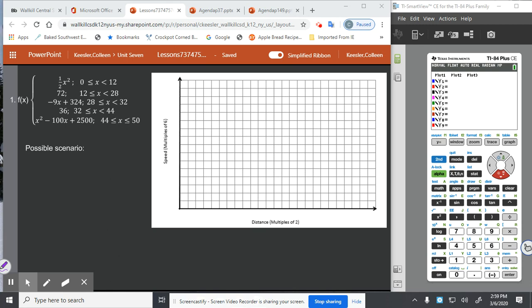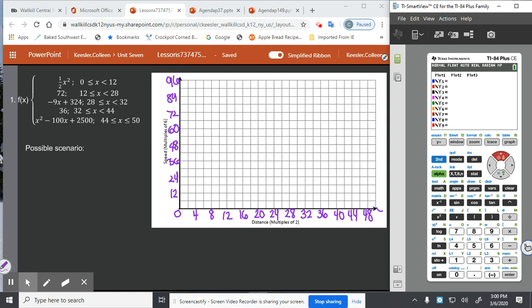So first, let's set up our x and y axes based on the scales given. So distance is in multiples of 2, so I'm going to label every other by 4. So it makes that last line 50. And then speed is in multiples of 6, so I'm going to do every other by 12. So that gets up to 96. Then I'm going to go over to my calculator and enter in all of those lines.